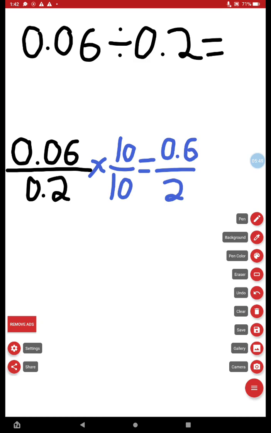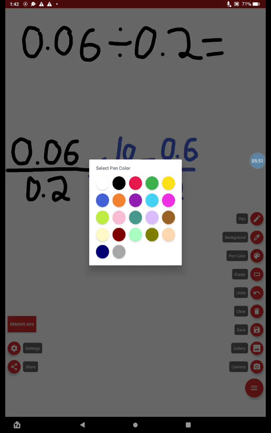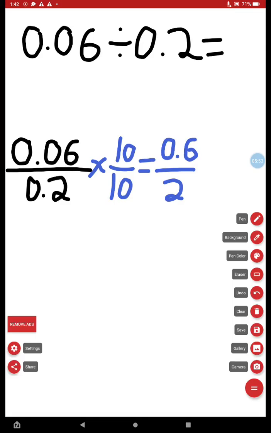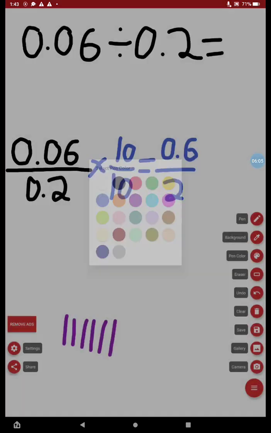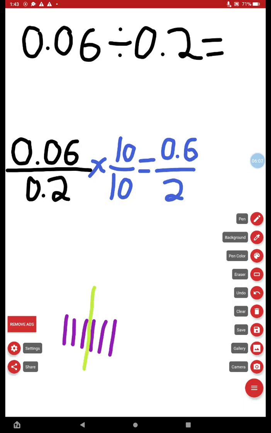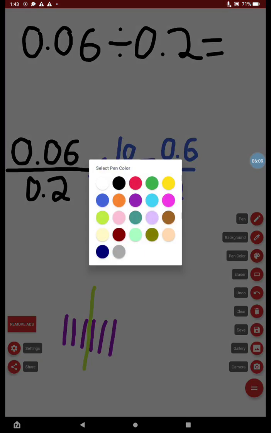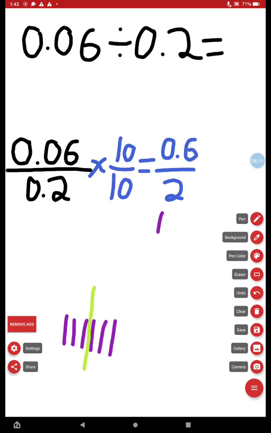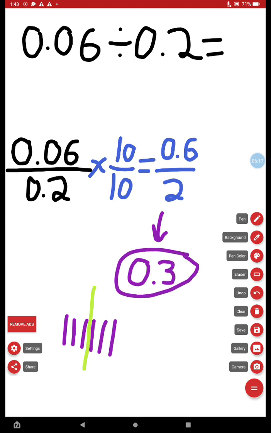I just have to ask myself, what is half of 6? If you took the number 6 and cut it in half, well, let's draw it out. 1, 2, 3, 4, 5, 6. Now cut it in half. What do you get? You get a 3, of course. So I know that this is just 0.3, or 3/10.